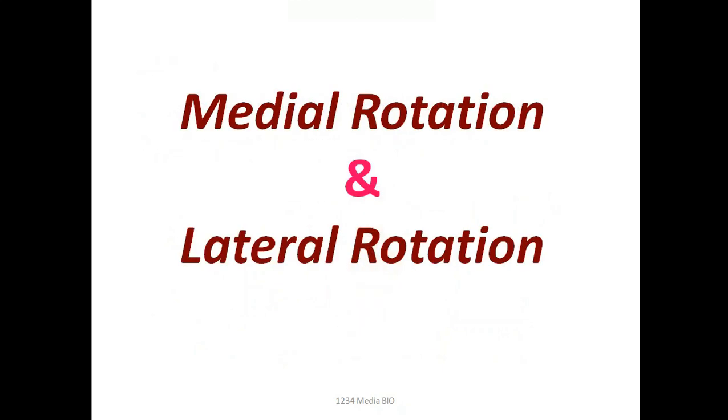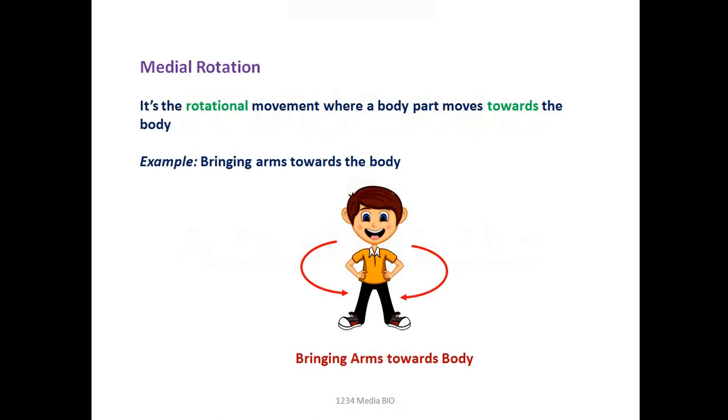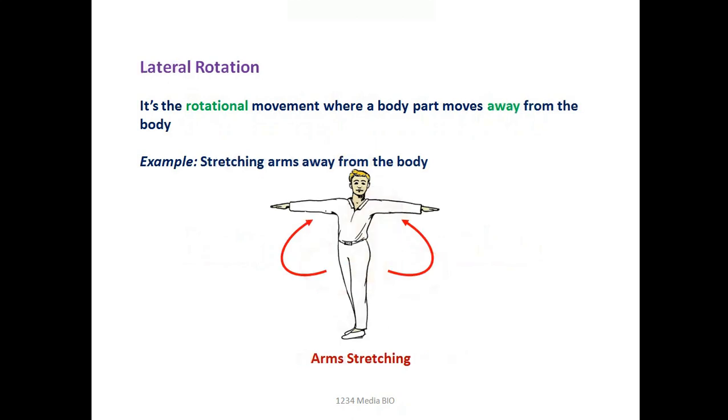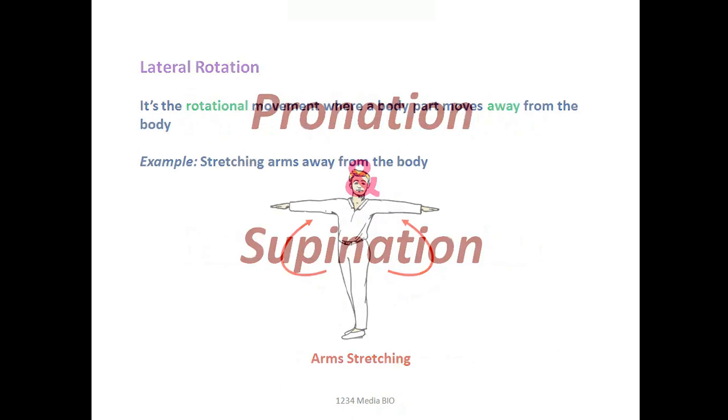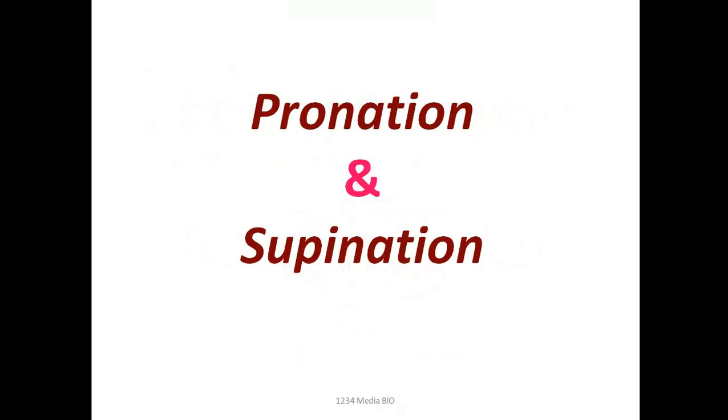Next, medial rotation and lateral rotation. Medial rotation. It's the rotational movement where a body part moves towards the body, for example, bringing arms towards the body. Lateral rotation. It's the rotational movement where a body part moves away from the body, for example, stretching arms away from the body.